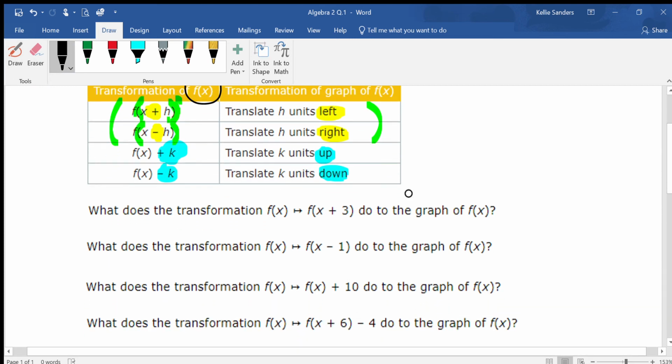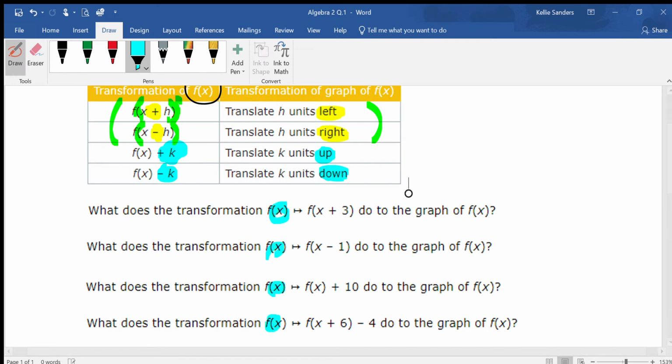All right, so we look at this right here. See, all of these are f of x's. Those are the original equations. And let's say that we put a +3 inside the parentheses. So a +3, I'm like, okay, what happens? Well, here's the parentheses. The 3's on the inside, and it's positive. So what's going to happen? We're going to go left. So it's going to be shifted to the left 3.